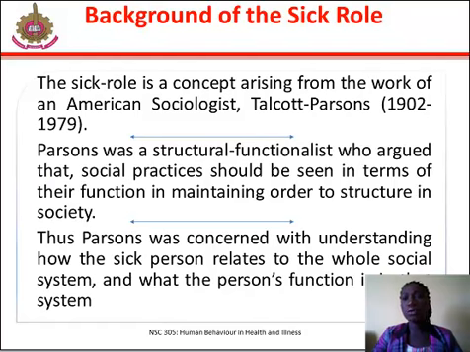The sick role is a concept arising from the work of Talcott Parsons, an American sociologist who was concerned with understanding how the sick person relates to the whole social system and what the person's function is in that system. Sick role behavior is an activity undertaken for the purpose of getting well by those who consider themselves ill.